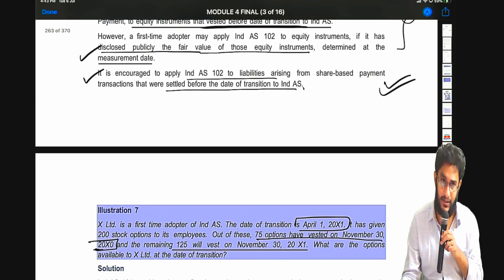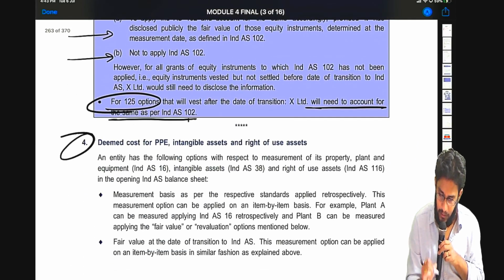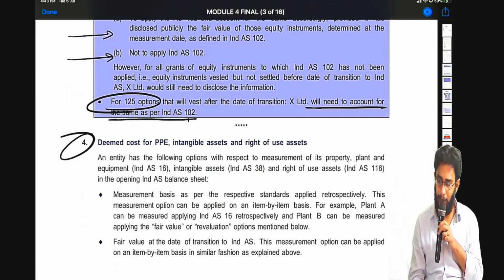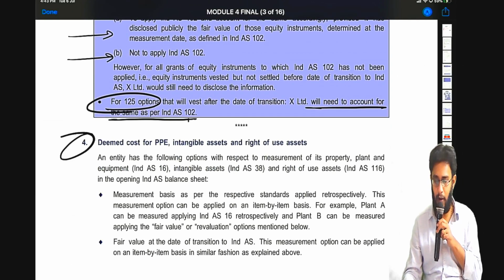So this is for SBP. Come to the next concept, sir: deemed cost for PPE, intangible assets and ROU assets.